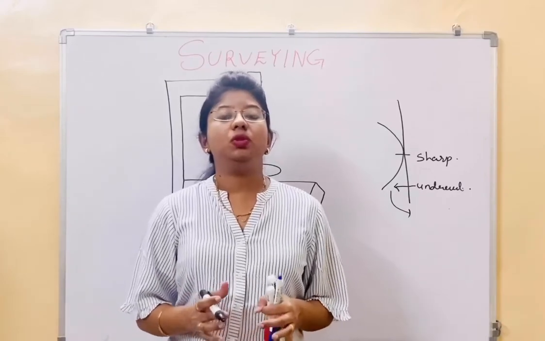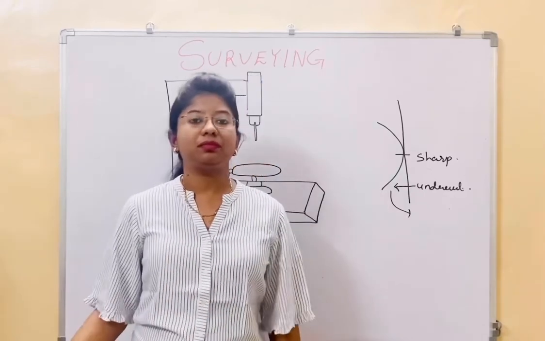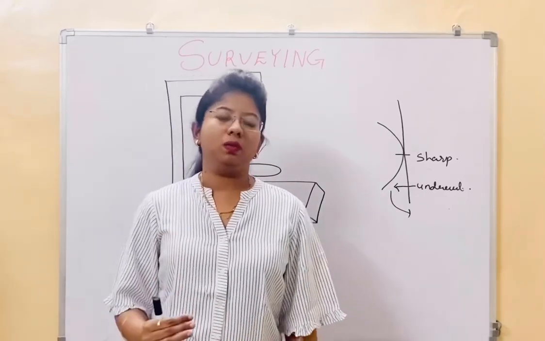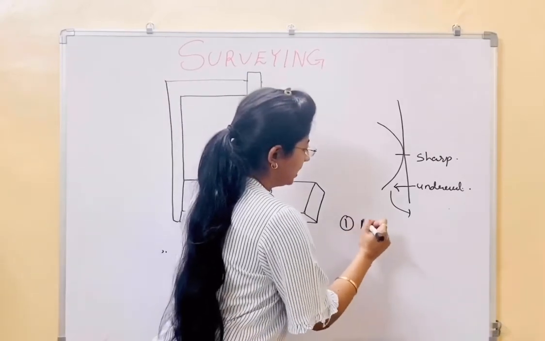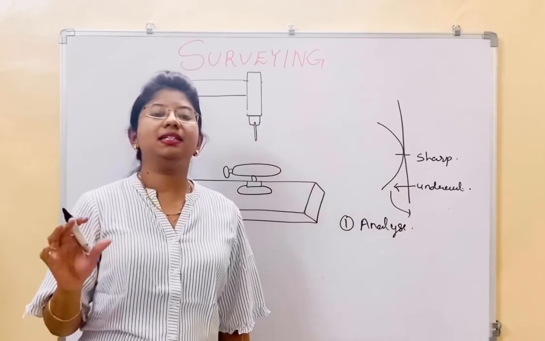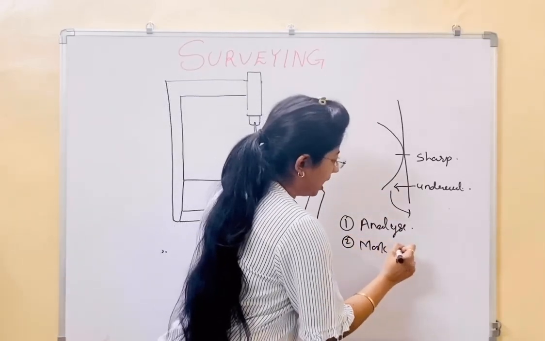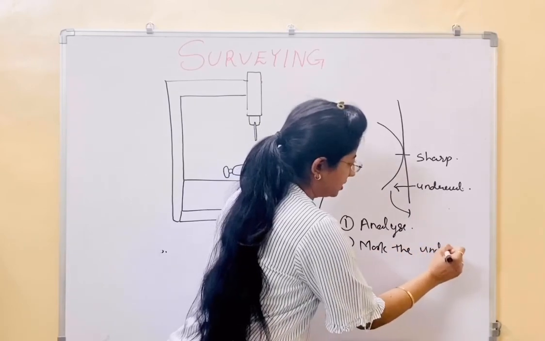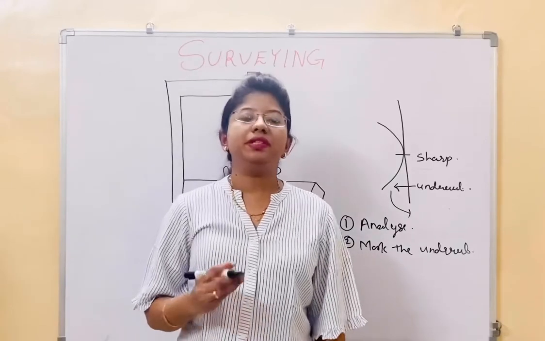That's why you should know certain points. That's why we need to do the surveying. Now, what do we do with the help of a surveyor? What we do first is we analyze the area. Secondly, we mark the undercuts. This is important for the path of insertion.